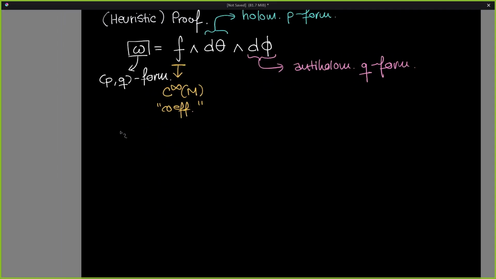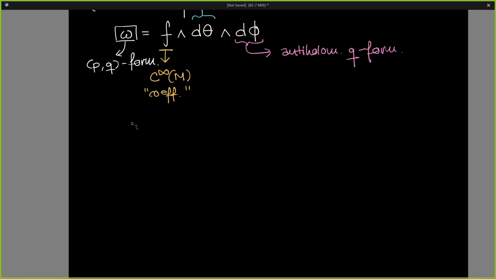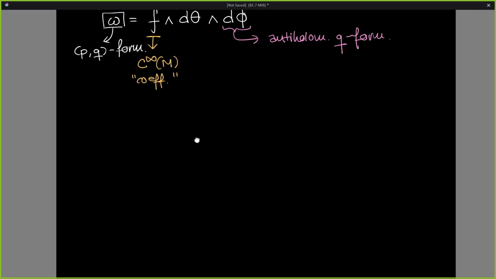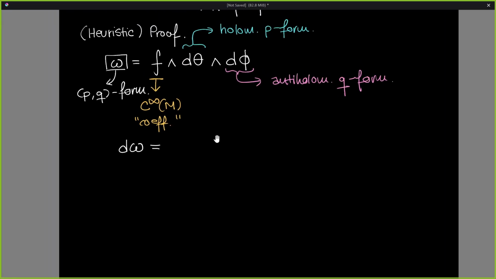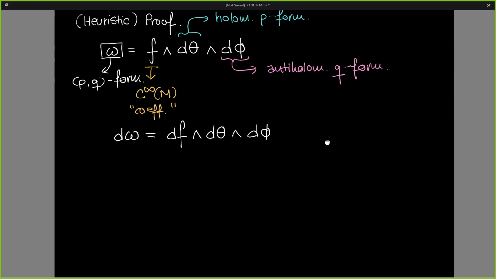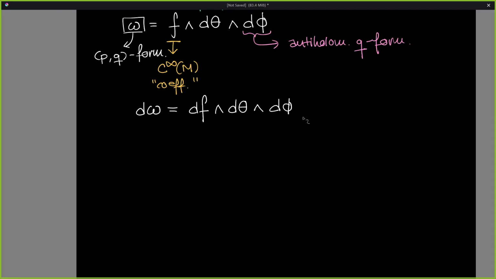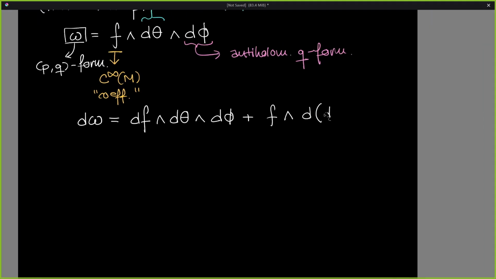So the first thing that we're going to do is differentiate it, right? So we're going to apply the derivative. So let's see, what is d omega? So d omega, we have to use the Leibniz rule. So this is equal to df wedge d theta wedge d phi, plus f wedge d of d theta wedge d phi.